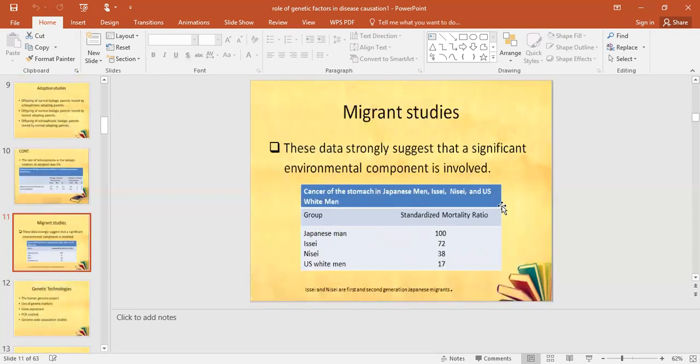Migrant studies. These data strongly suggest that a significant environmental component is involved. Cancer of the stomach in Japanese men, Japanese migrants, and US whites. There is the growth of people and standardized mortality rate.